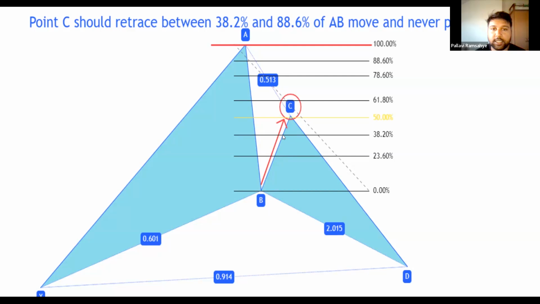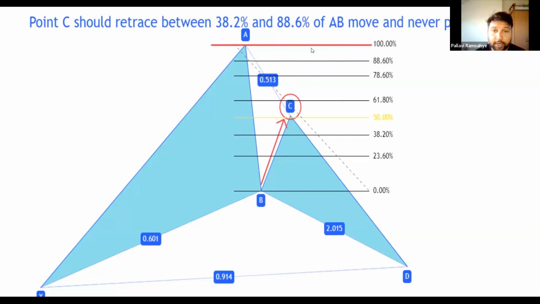So we at least need it to push past this point, okay? But then we also do not want point C to push past A, okay? So it needs to fall between 38.2 and 88.6%. So these 2 points. And never break past this red line here, which is point A.